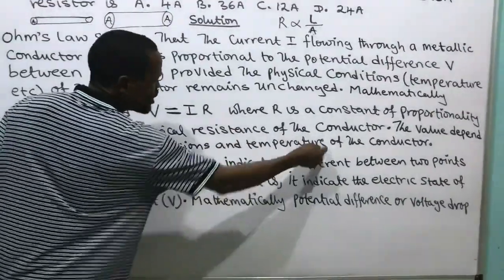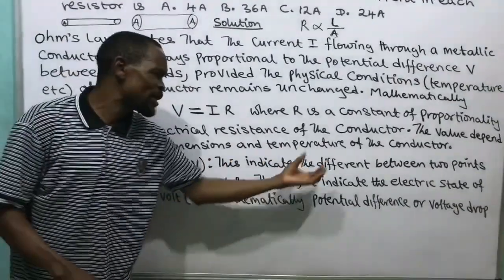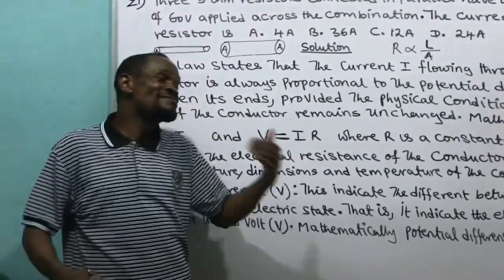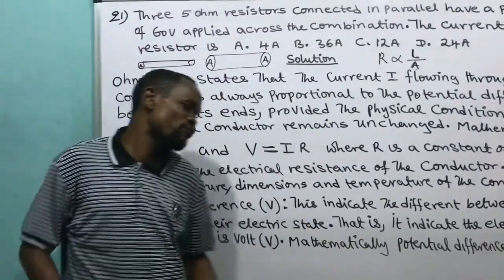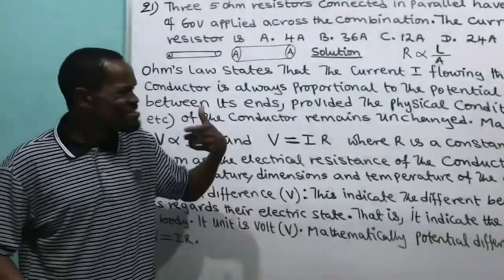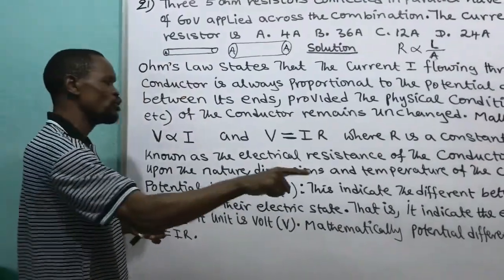Then it depends on the temperature of the conductor as well. The higher the temperature of the conductor, the higher the resistivity it will offer to the flow of current. The higher the temperature of the conductor, the higher the resistance that wire will offer to the flow of current, the current that is flowing through it.